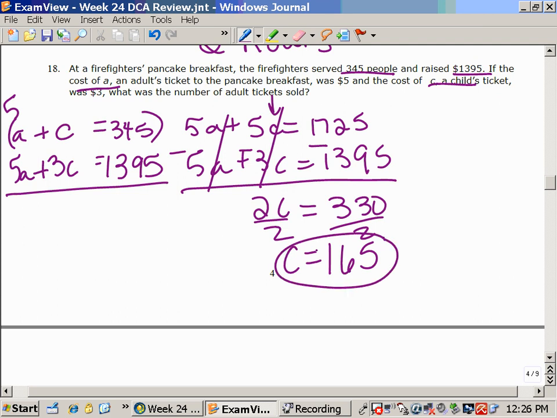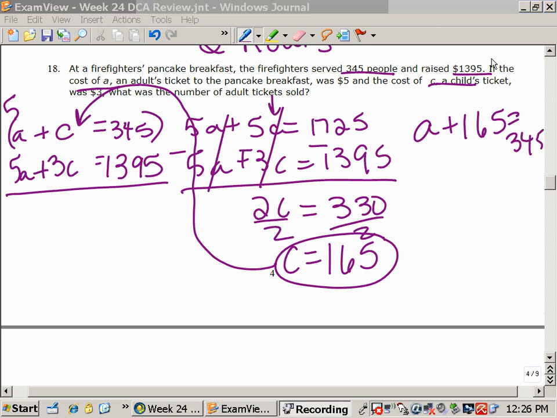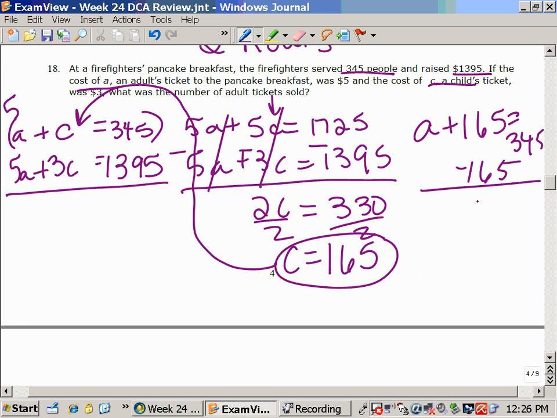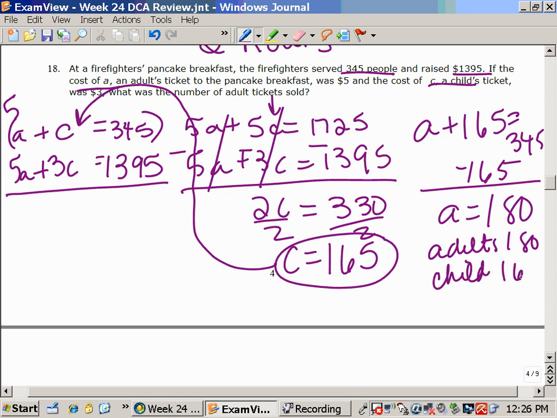Now I need to take that 165, plug it back in. So the number of adults plus 165 is equal to 345. Subtract 165, and A is going to be 180. So the number of adults is 180. And the number of children is 165.